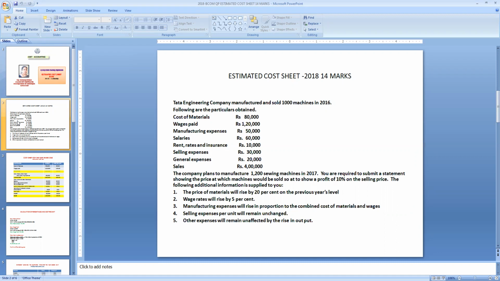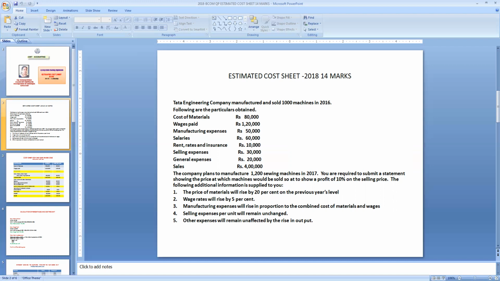The company plans to manufacture 1,200 sewing machines in 2017. So you are required to submit a statement showing the price at which machines would be sold, so as to show a profit of 10% on the selling price.